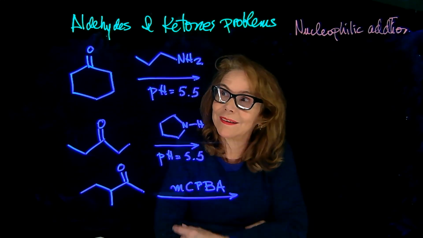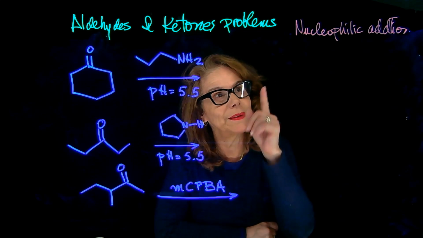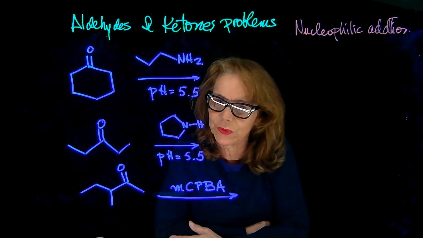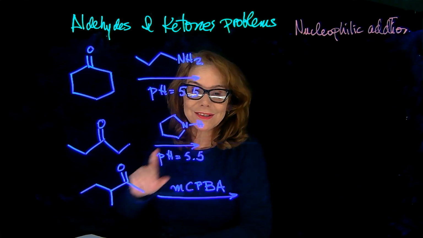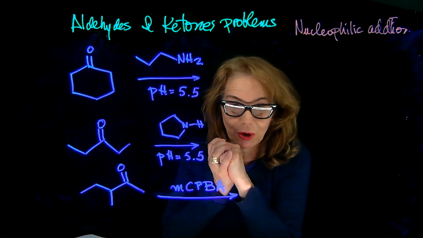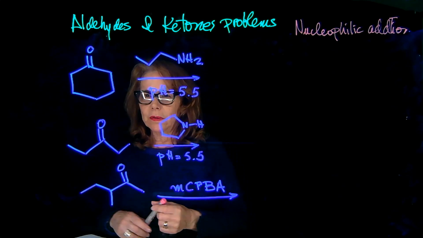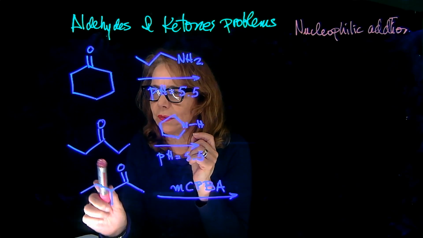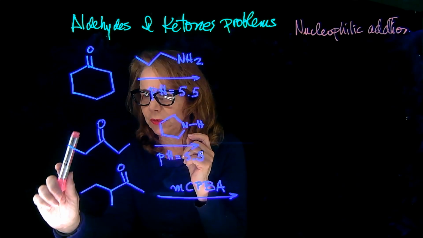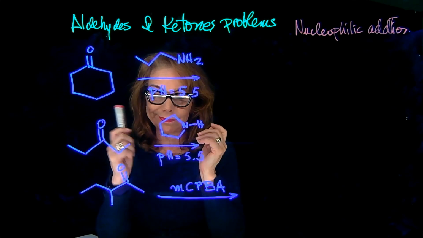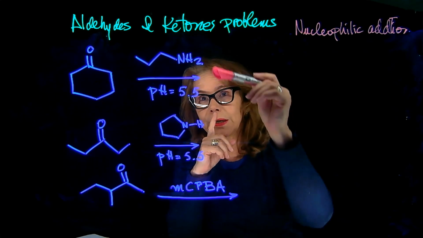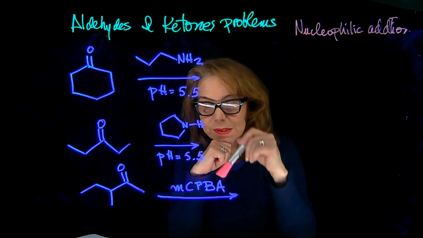Continuing with aldehydes and ketone reaction problems, nucleophilic addition, we have these three. So let's analyze what our nucleophile is, what's going on in this reaction, particularly these two. I want you to see this is a ketone, cyclohexanone, 3-pentanone, and we have reaction with an amine, primary amine, secondary amine.